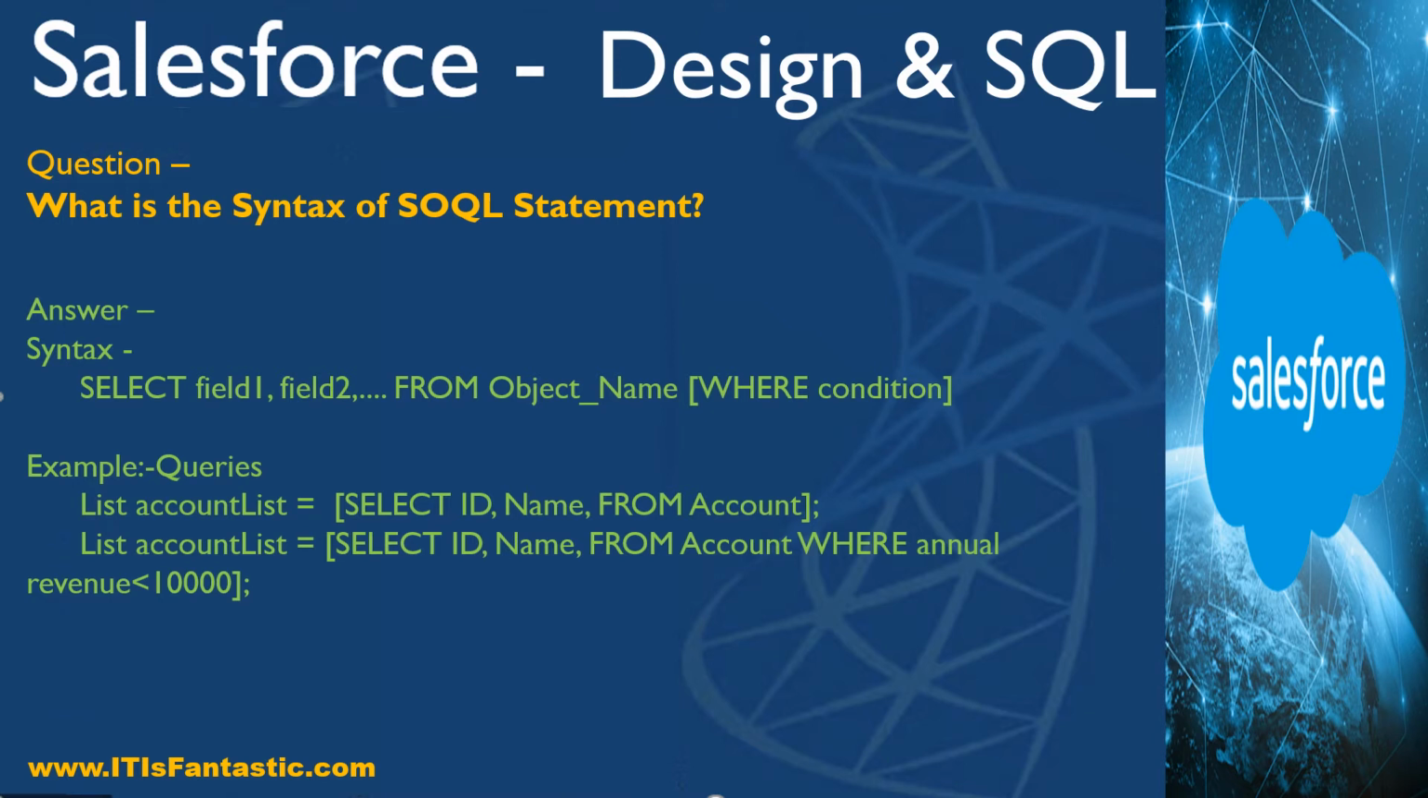What is the syntax of a SQL statement? Select, and then the list of fields, from, and then the object name, where, and then the condition.